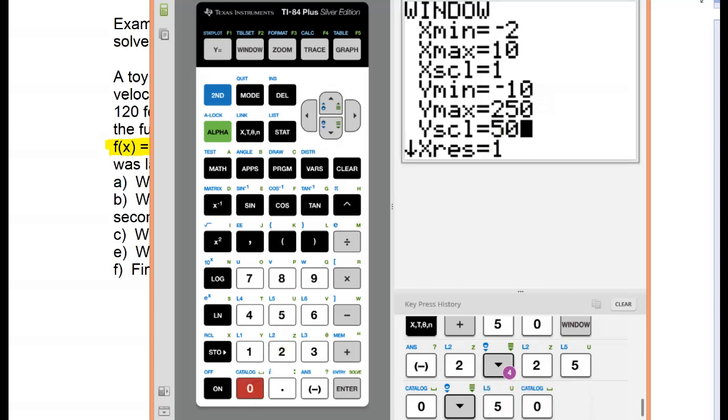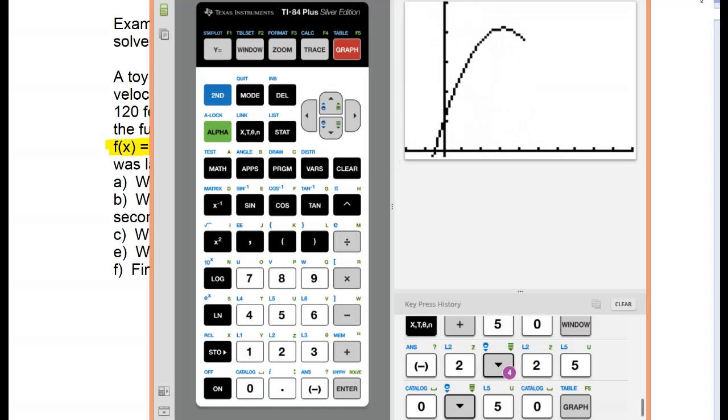Again, the scaling is just how many feet apart each dash mark is, every 50 feet will have a dash mark. That's how all the scaling works. And so I'm going to start there. It's kind of my guess. It starts at 50. It shoots up pretty fast at 120 miles per hour. I may still have to go bigger. We'll see. So I'm going to start there and see if I get a good picture. So I'm going to hit graph.